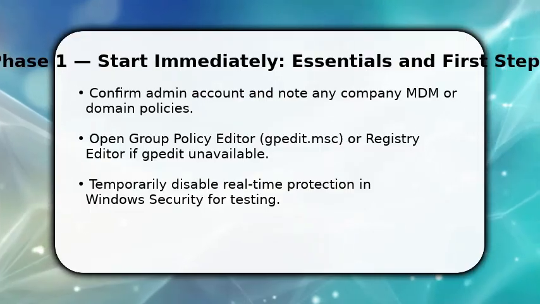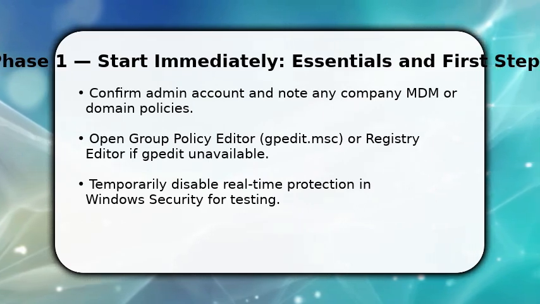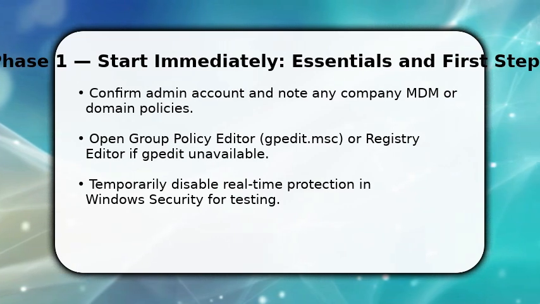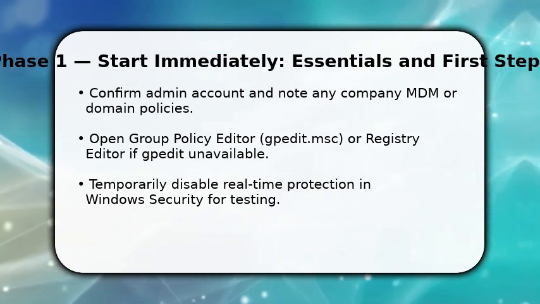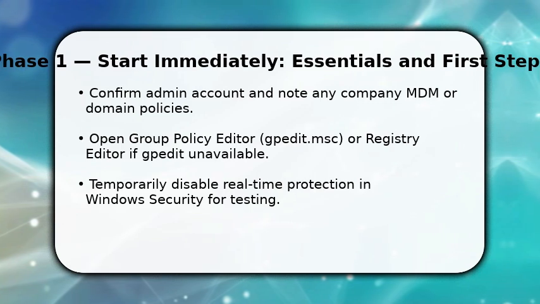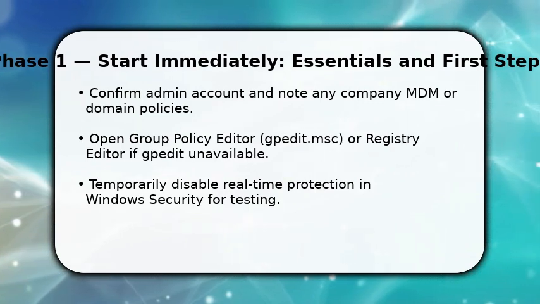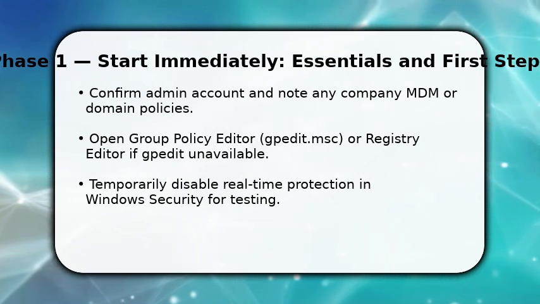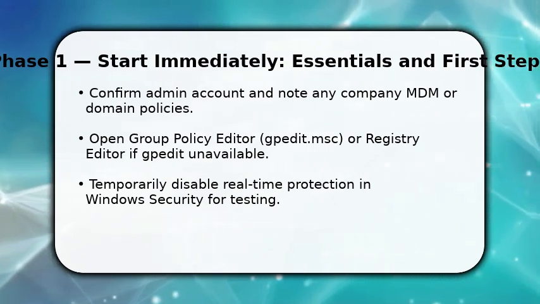You start with admin access. Without it, you cannot change policies. Open gpedit.msc now, or Registry Editor if you run Home Edition. This matters because Home lacks gpedit. Once done, locate Windows Defender settings under Computer Configuration, right arrow Administrative Templates, right arrow Windows Components.